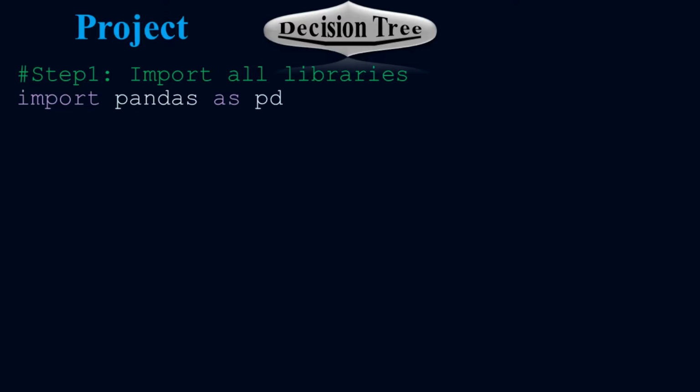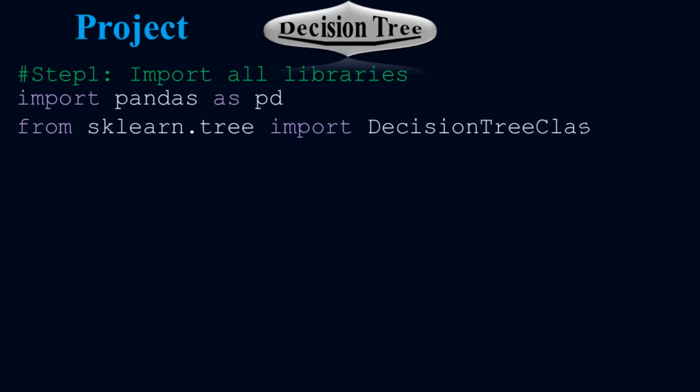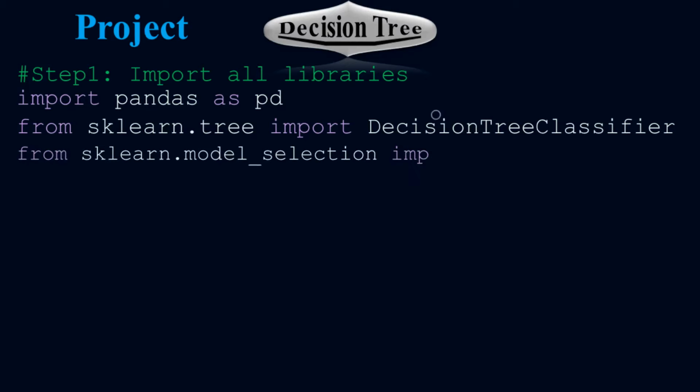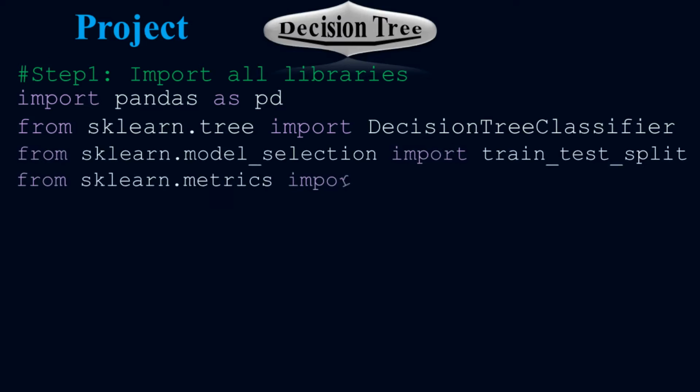Import pandas as pd, and then from sklearn.tree import DecisionTreeClassifier. From sklearn.model_selection import train_test_split. From sklearn.metrics import accuracy_score. So these are the libraries that we have imported in Python for this decision tree model.